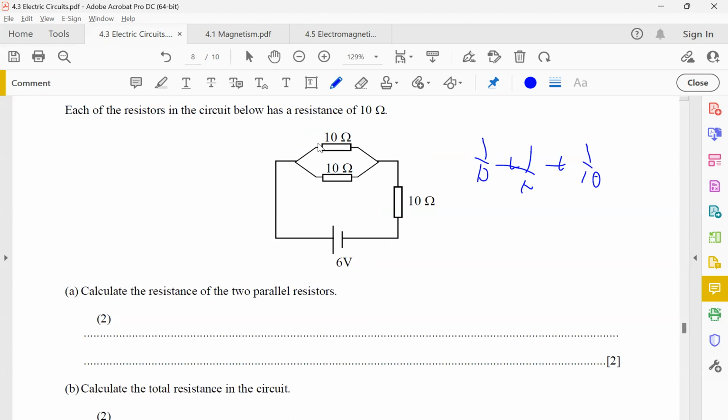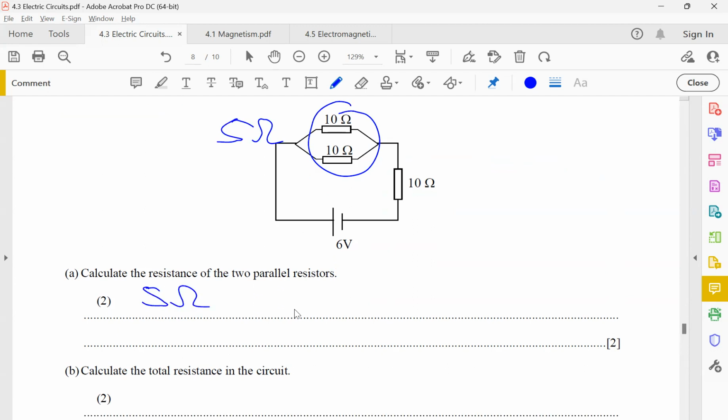Very good, because only these 2 are in parallel. These 2 in parallel are in series with this one here. So what we usually do is we combine these 2 in parallel first, which is obviously going to be 5 ohms. And the total resistance is only going to be 15 ohms because this 5 ohms combined will be in series with this 10 ohm. Did anyone not get that? This is very important. Comes up quite often on your exam. You need to know which ones are in parallel, which ones are in series.